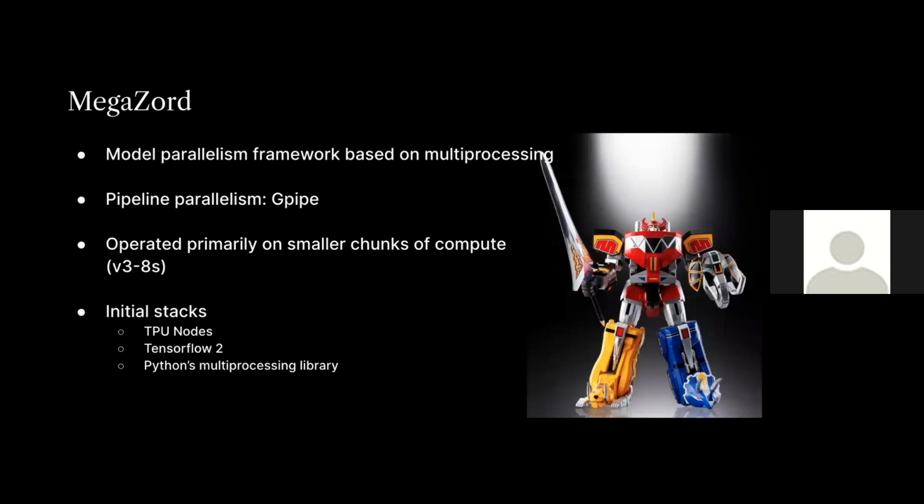So I'll get to the questions at the end, but going back to the Megazord, we placed each TPU on separate processes and piped the activations and gradients. As an early stage startup, we mainly used TPU v3-8s, often preemptible ones, because we wanted to scale up the model while being cost aware. And for context, we did not have TPU VM as an option last year. So our initial stack included regular TPU nodes, TensorFlow 2, and the Python multiprocessing library.